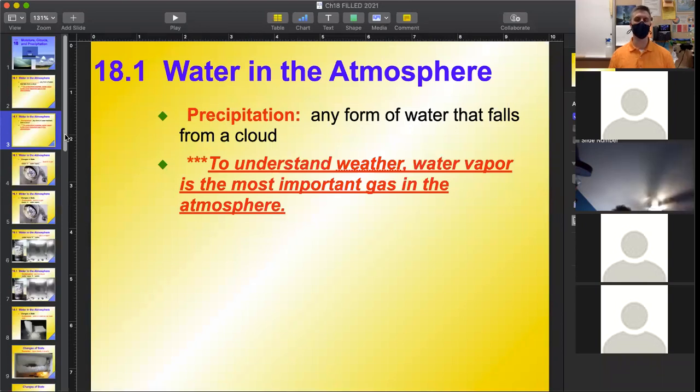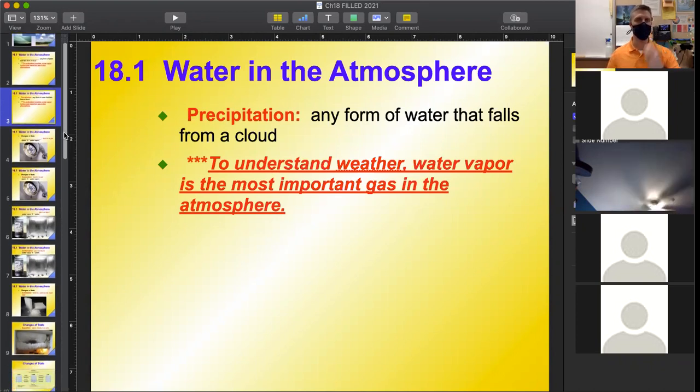Hail is kind of a different one. While it is a form of water that falls from a cloud, the way it forms is completely different. So it's kind of an oddball. We'll talk about it a little bit later, but it's kind of a weird one.